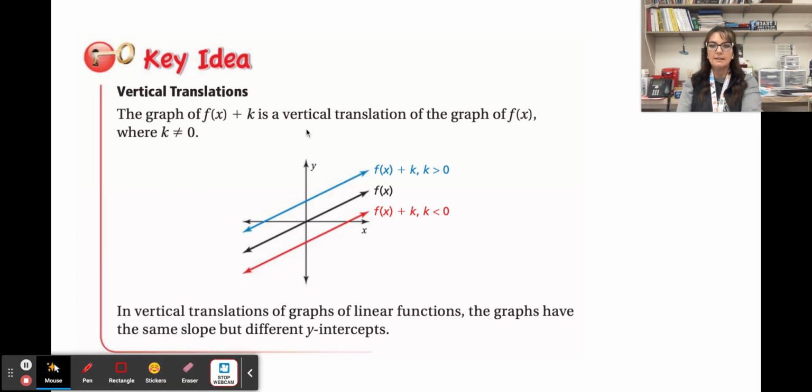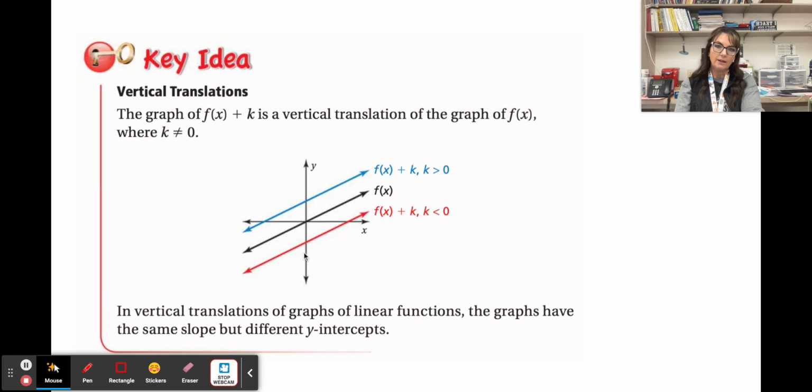Another key idea is that the graph of f of x plus k is a vertical translation of the original f of x, where k is not equal to 0. Here, for the black line, f of x, k is equal to 0. That's a proportional relationship, a straight line through the origin. Notice that when k is greater than 0, the translation will go up. It'll just be a y-intercept of a positive number.